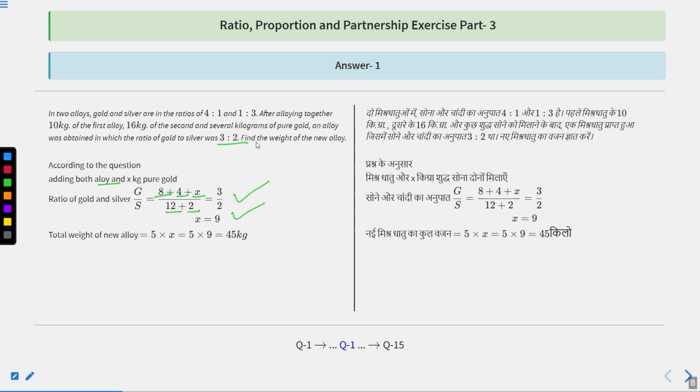The question says find the weight of the new alloy. The new alloy is 3 plus 2, which is 5 units. So x equals 9, and the total weight of the alloy is 5 into 9, which is 45 kg. Okay. Next one.